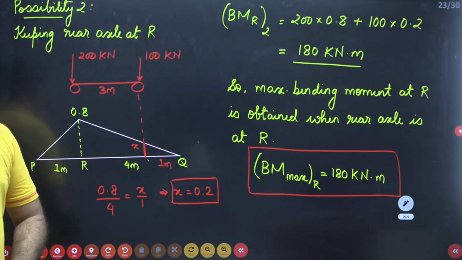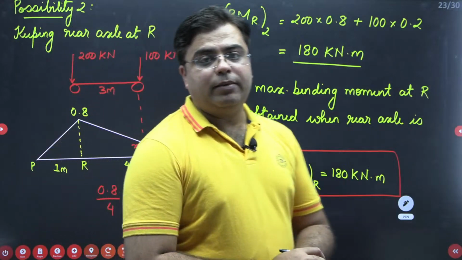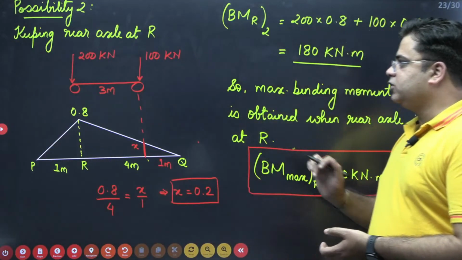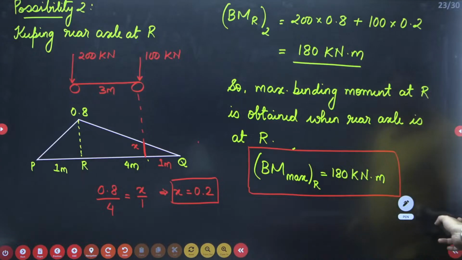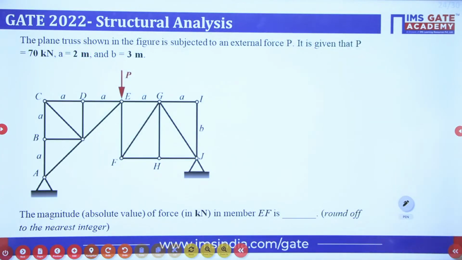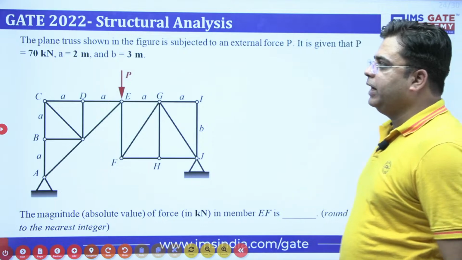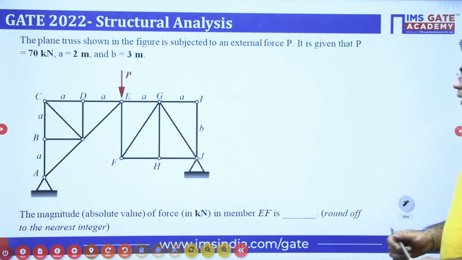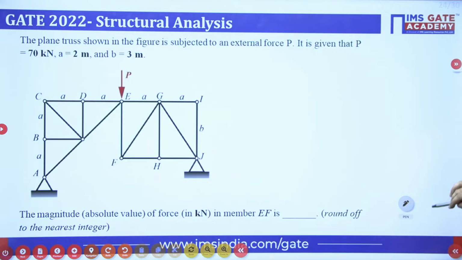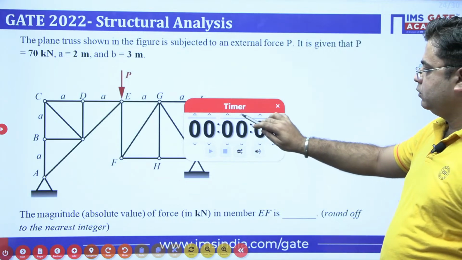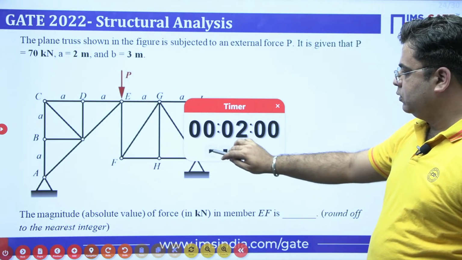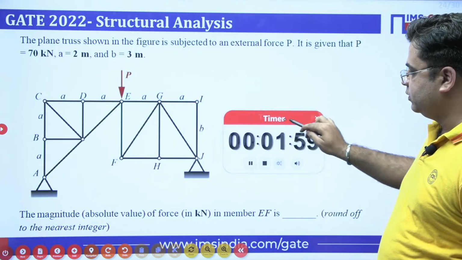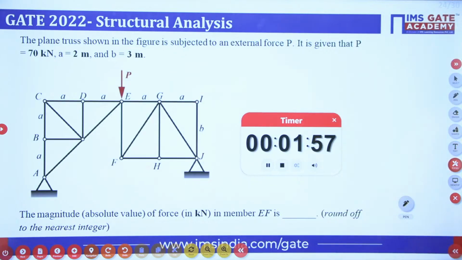So this is again a question asked from the influence line diagram directly. I hope you have understood this. Chalo, let's move on to the next question. This is again a question asked from the plane truss in the year GATE 2022. So try this question. Again, I'll give you 2 minutes of time. Try this one and keep posting your answers in the chat box.